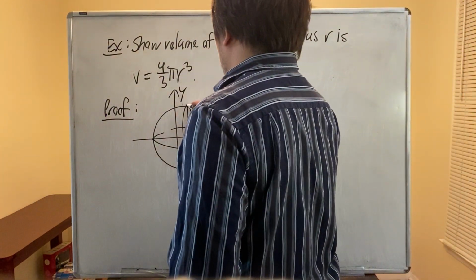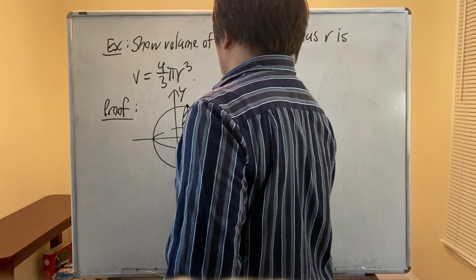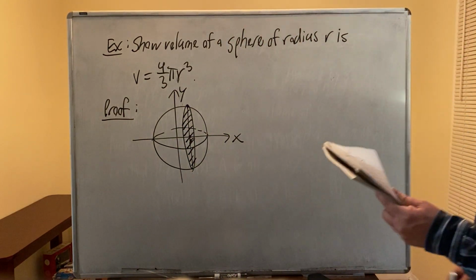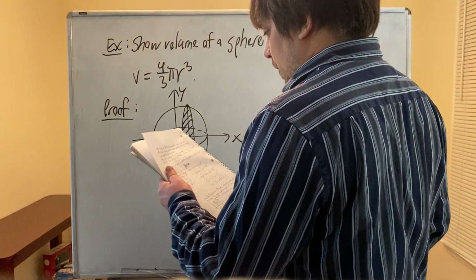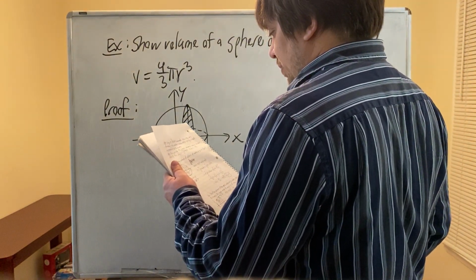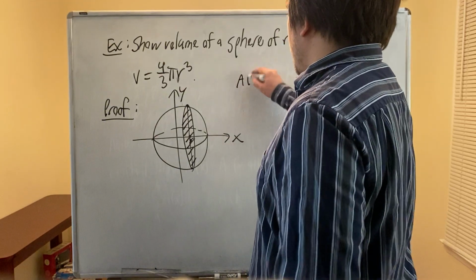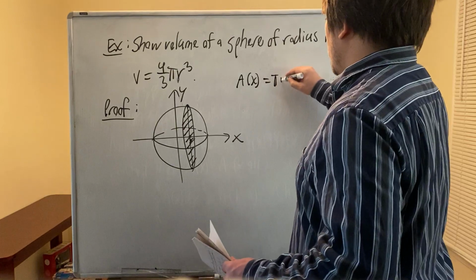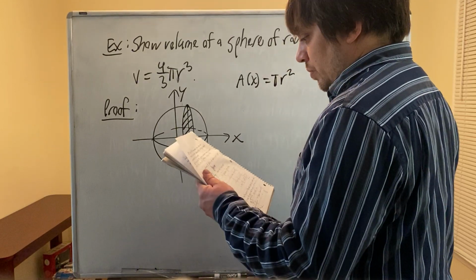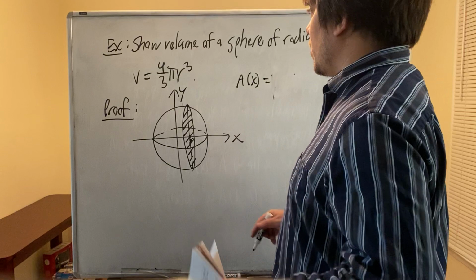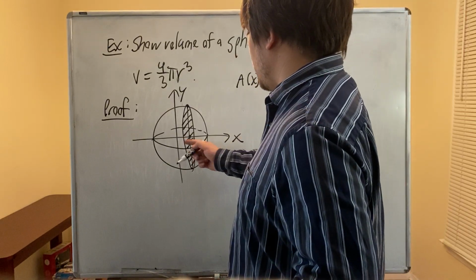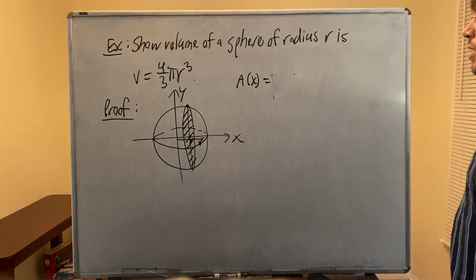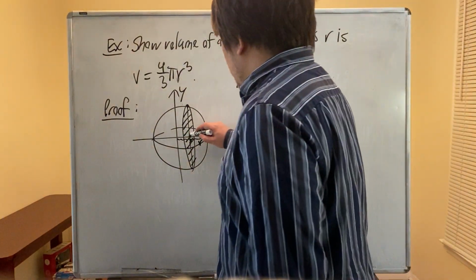And so you want to find what is the area of that circle. The area of that shaded region, or that cross-sectional area, would be A of x. And so here, A of x, which is that cross-sectional area, is equal to pi times r squared. I mean, not pi times r, little r is the radius of the entire thing. So what we want is the radius of this circle.